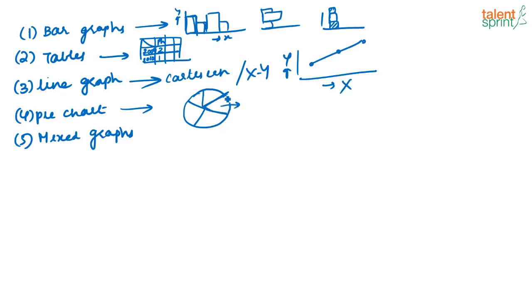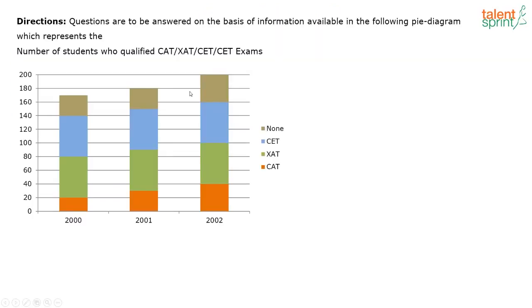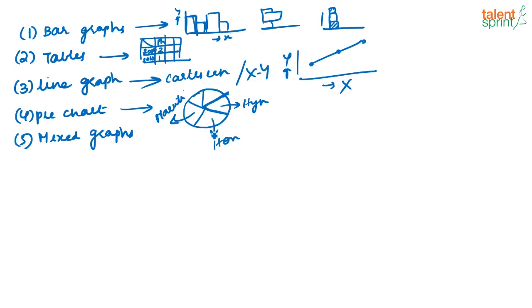So this many people, right, this sector represents the number of people who are buying Hyundai, or this sector represents the number of people who are buying Honda. This sector represents the number of people who are buying Maruti, and so on. So basically when it comes to pie chart, everything is represented in terms of a circle.